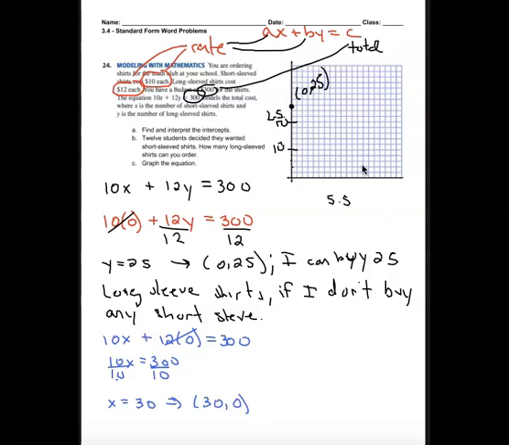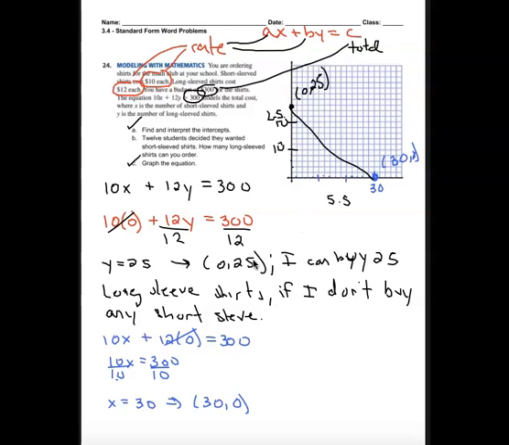So 30, wherever that is, you can count those out. 2, 4, 6, 8, 10. 2, 4, 6, 8, 10. 2, 4, 6, 8, 10. There's 30. And now you have your x-intercept and your y-intercept. There's my x-intercept, 30, 0. There's my y-intercept, 0, 25. And there's my semi-straight line connecting the two dots. So I was able to do part A, find my intercepts. And with those intercepts, I was able to do part C.